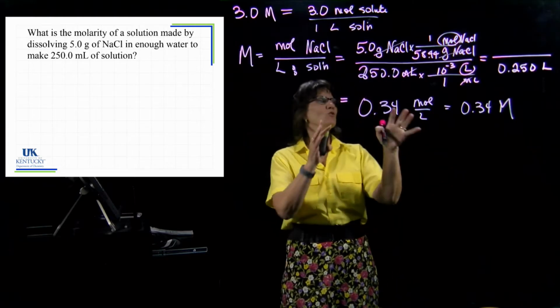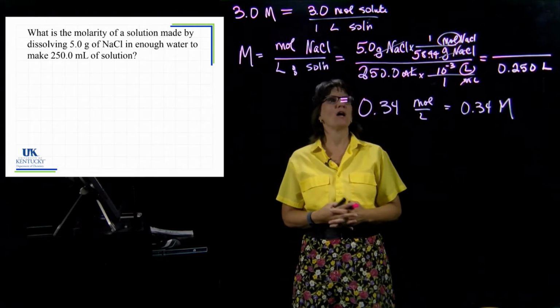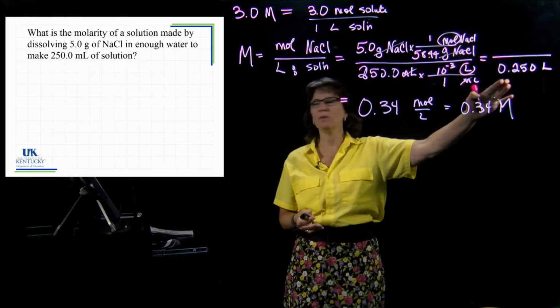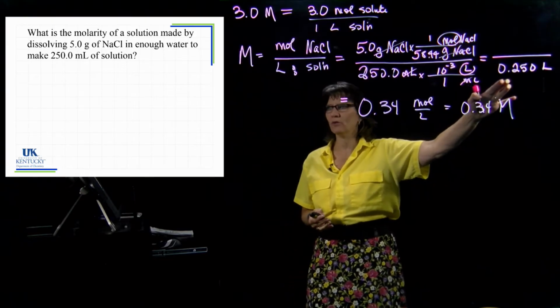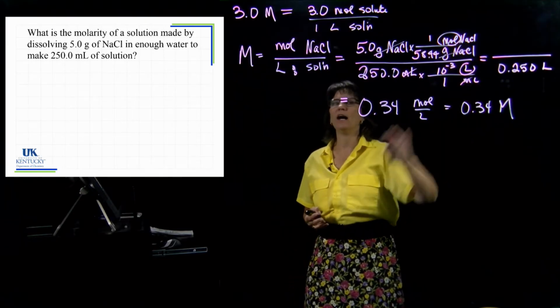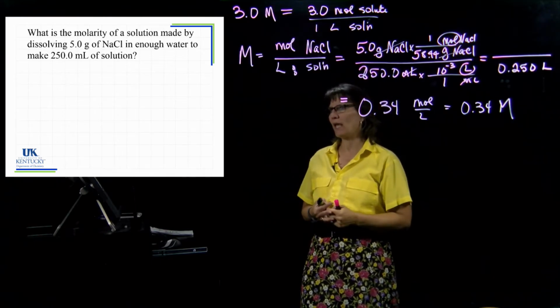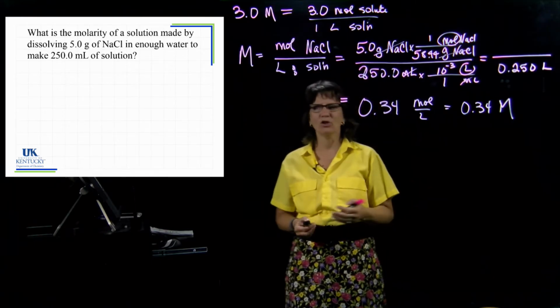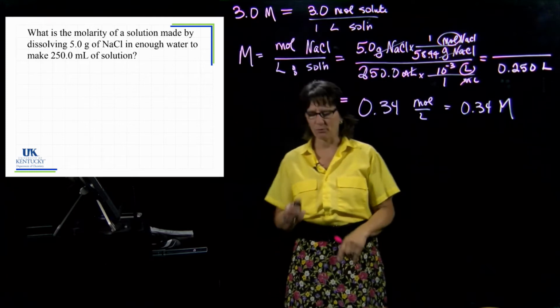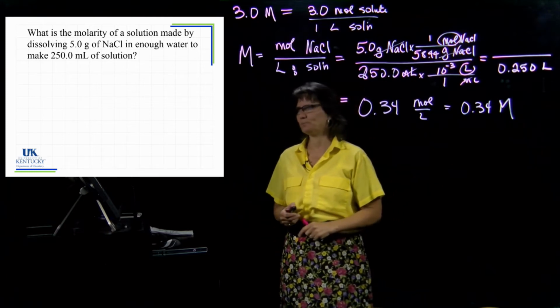Now let's say I'm wanting to make this solution up. I'm trying to make a solution that is 250 milliliters or 0.250 liters, and I want it to have this concentration, so I've got to dissolve the 5 grams into the water. What does that look like in terms of what you do in a laboratory to make this solution?